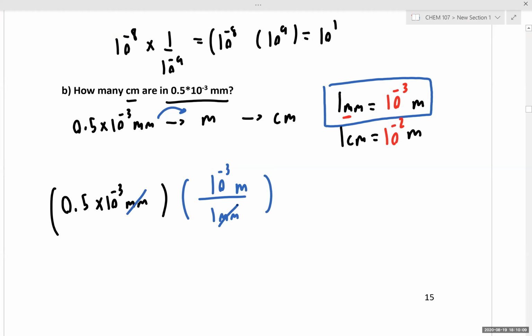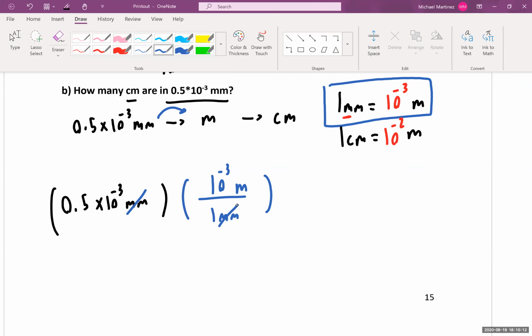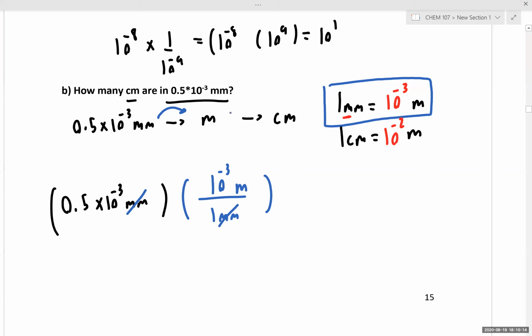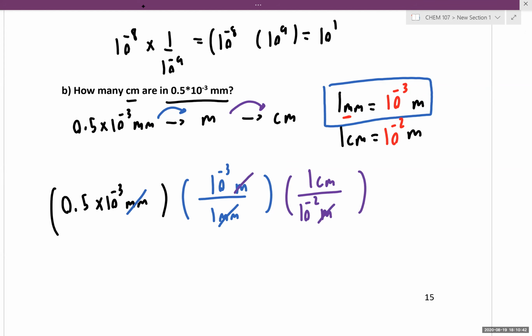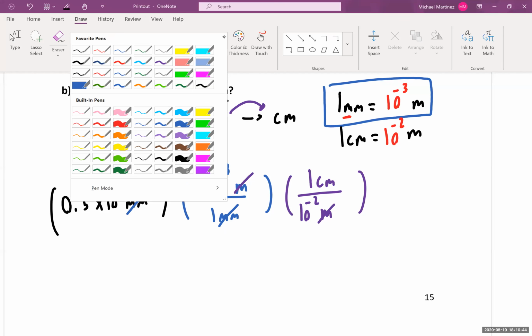Okay, millimeters cancel. And now for my second step, I'm going from meters to centimeters. So then, what units do I need on top? Centimeters. Yep, and in 1 centimeter, we have how many meters? 10 to the negative second. Okay, we put what we want on top, what we're starting from on the bottom. Meters cancel, and we're left with the following answer.